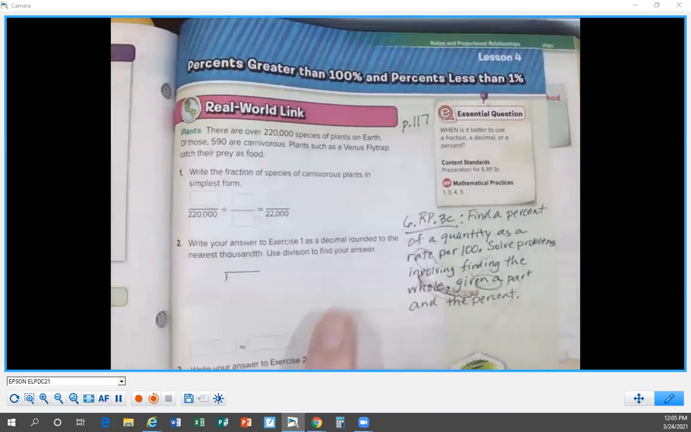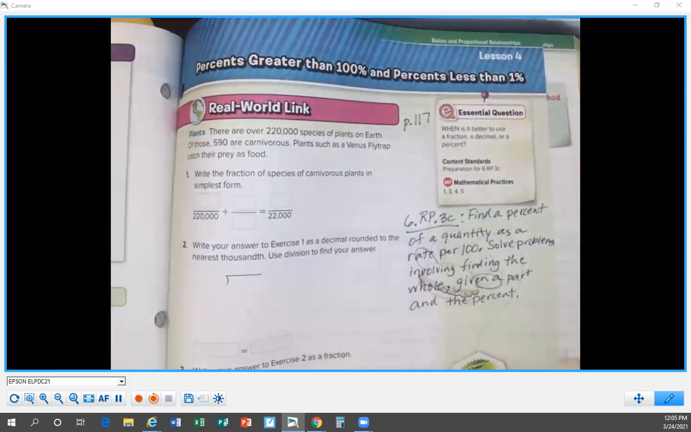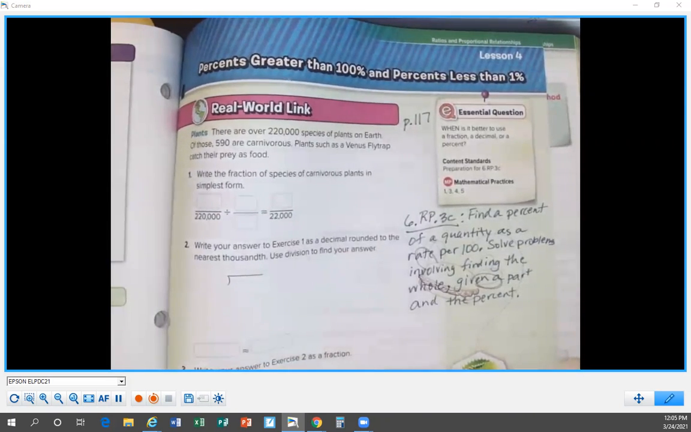Right, so today we are working on Chapter 2, Lesson 4, percents that are greater than 100% and percents that are less than 1%. In this lesson, first of all, make sure you're on page 117. We're working in 6th grade with ratios and percentages. 3C, find a percent of a quantity as a rate per 100. Solve problems involving finding the whole, given a part, and given a part and the percent.